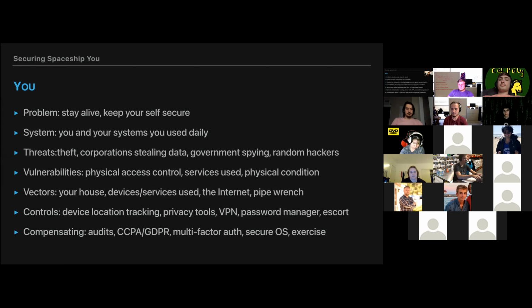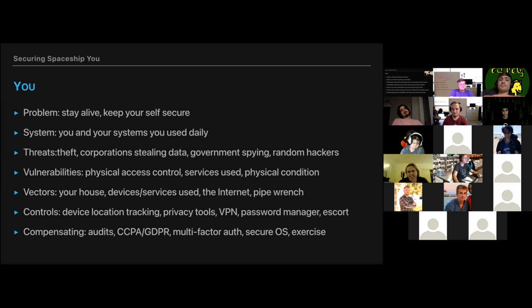Vulnerabilities might be something like your physical access control. Like, how do you control access to your devices, your property, your data? What services do you use? Would it be online or in person? And maybe even your physical condition, like your physical health, because maybe you need to run from someone that's trying to do you harm, right?